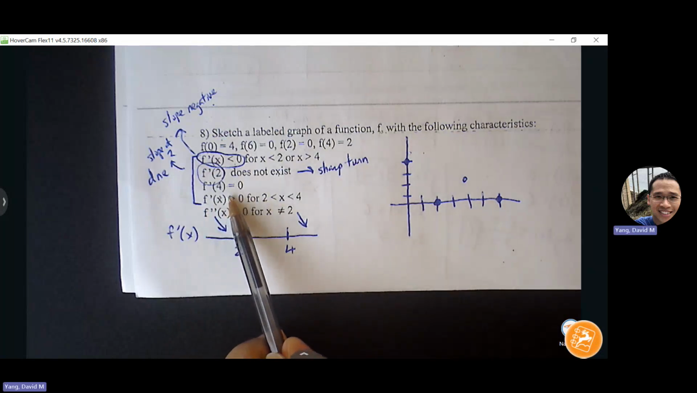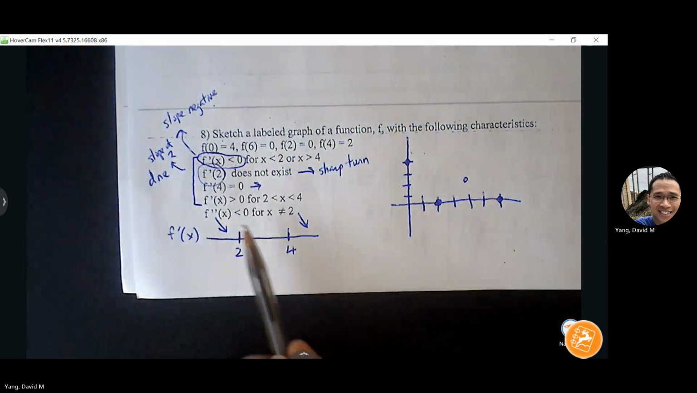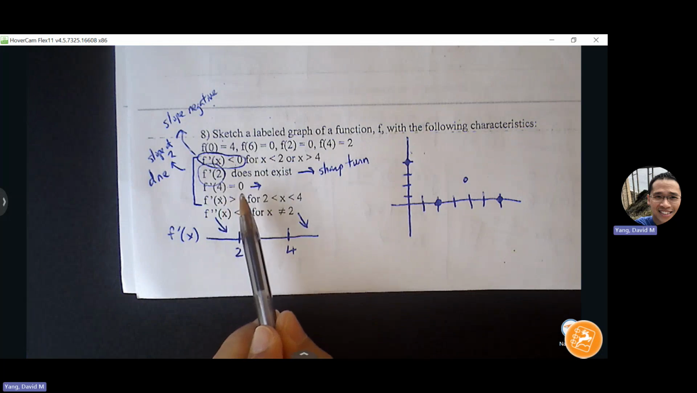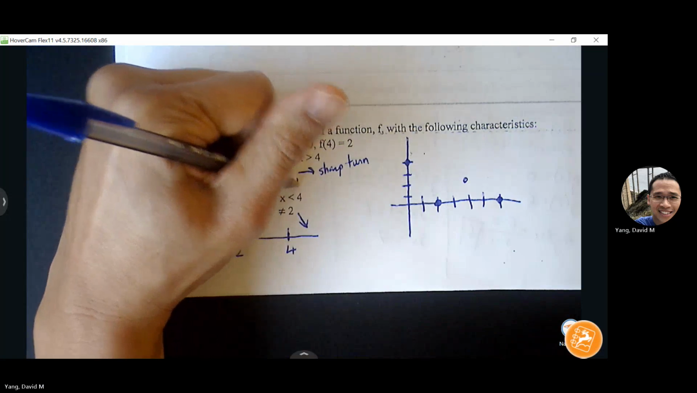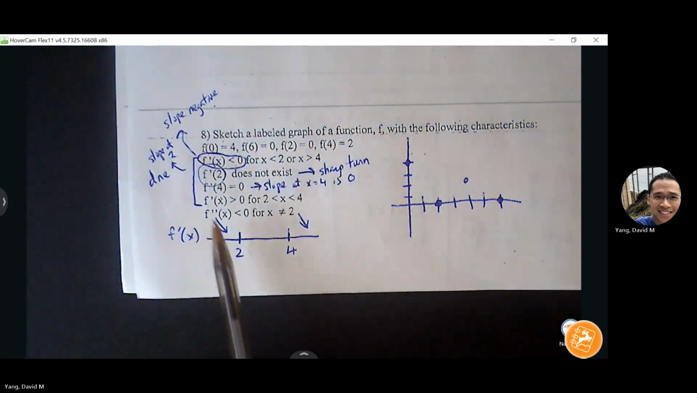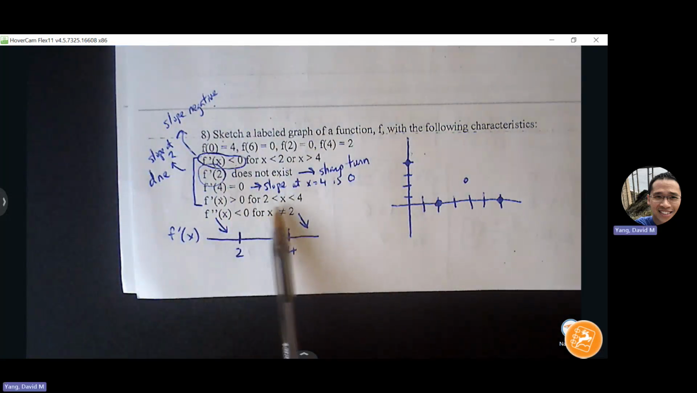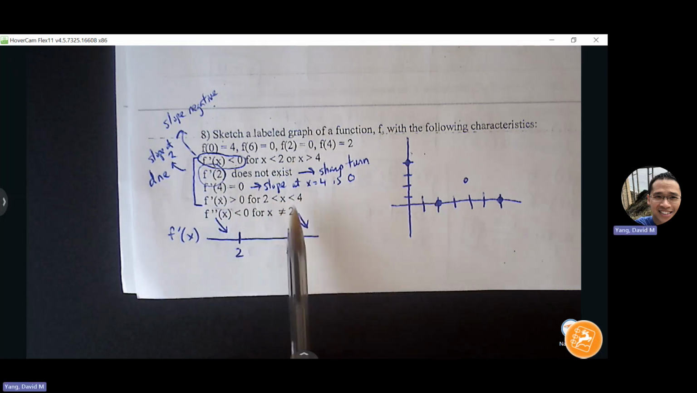F prime of 4 equal to 0. What does that mean? Slope at 4 is 0. So this slope does exist, right? But we know it's going to be a smooth curve here. F prime of x is greater than 0 for 2 is less than x is less than 4. Positive slope between 2 and 4. Good.